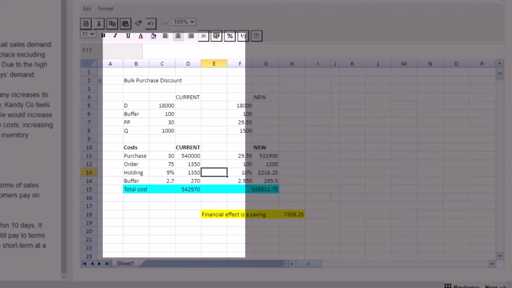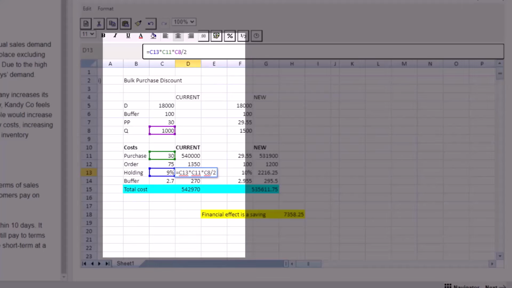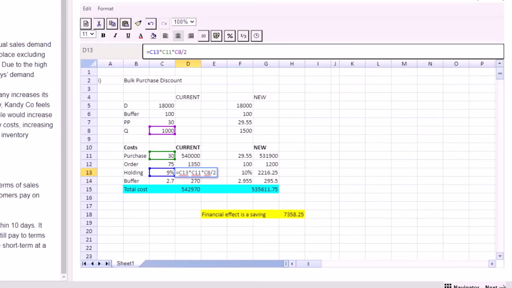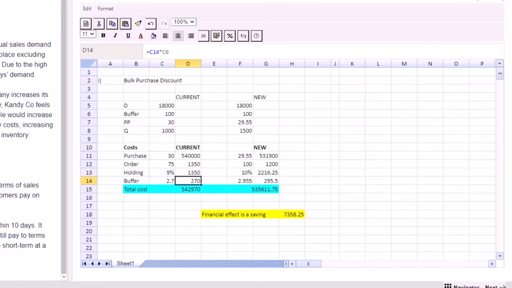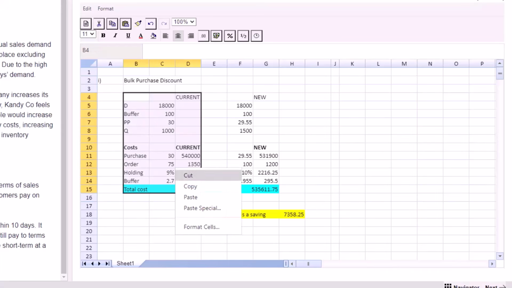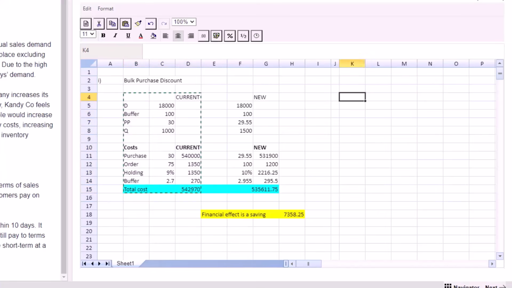I've done the same for the holding cost. So the holding cost here is 9% of the purchase price times by the average inventory. I have not written that out. That will take time. You need to be able to show this effectively and quickly by using labeling and then using the formula functionality within the cells. What I was then able to do is then copy this across by using copy and paste.